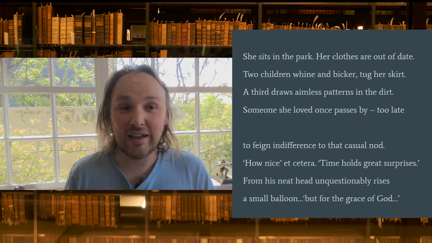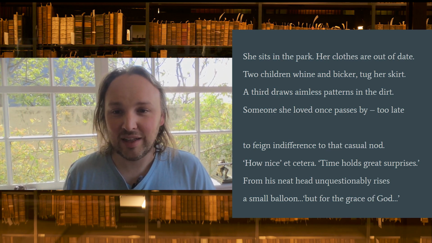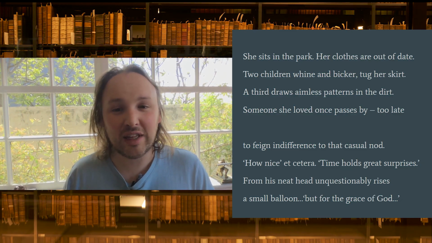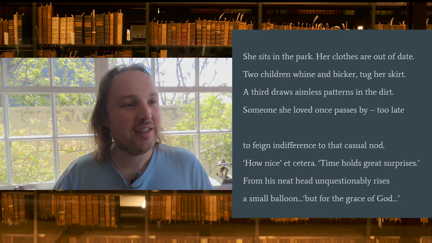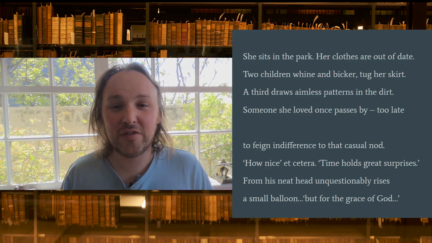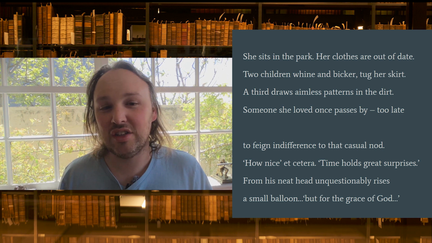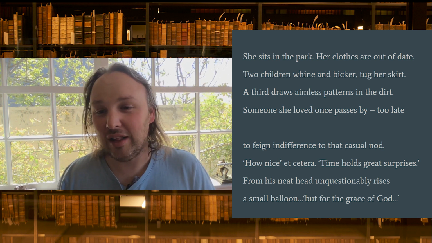So we see here the meaning of too late transformed in this stanza is that she's too late to feign indifference to that casual nod. She wants to seem indifferent. She wants to seem like she doesn't care about this guy. He's just another person in her life. But actually she's already shown in her facial expression how excited she is to see him, how much she loved him. And they talk a while, how nice, etc.